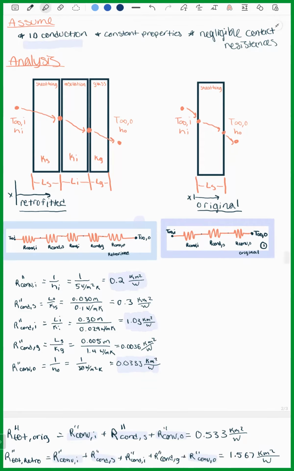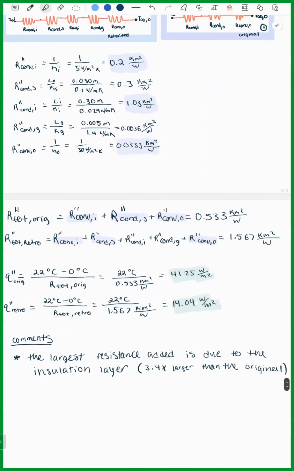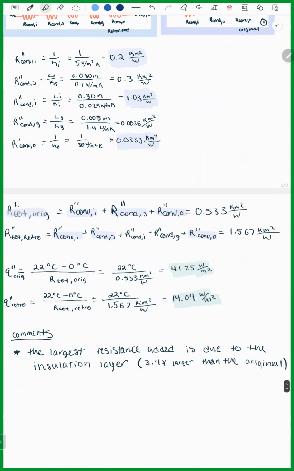So now that we have all of these values, we can add them up as all of our resistors are in series in order to get the total resistance for each wall. And I have that shown here. So when we're looking at the total resistance of the original, we have the resistance of convection on the inside, the conduction from the sheathing, and the resistance of the convection on the outside. And you can see that the total resistance is just 0.533 Kelvin meter squared per watt.